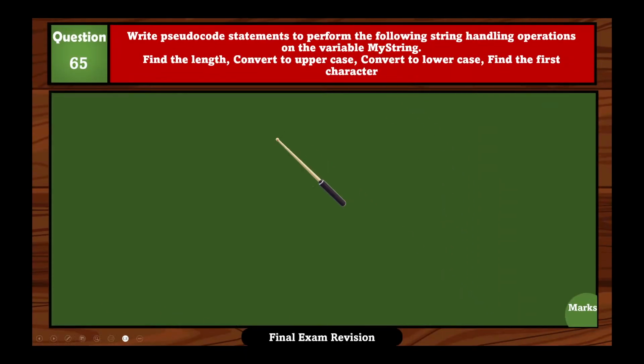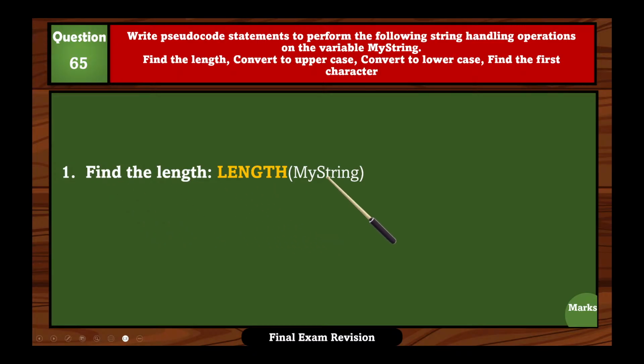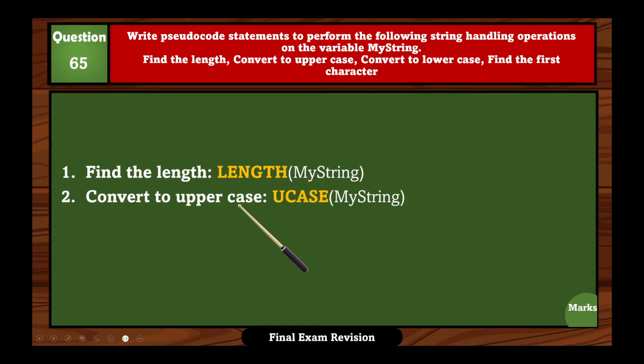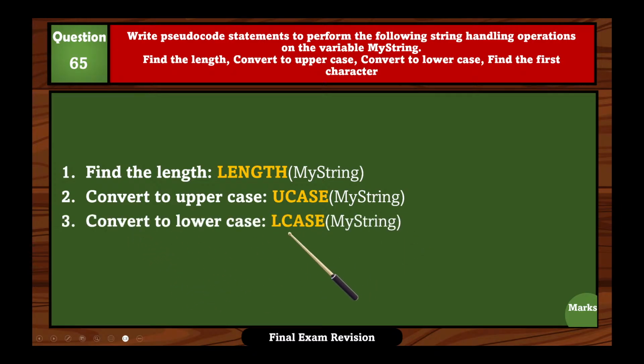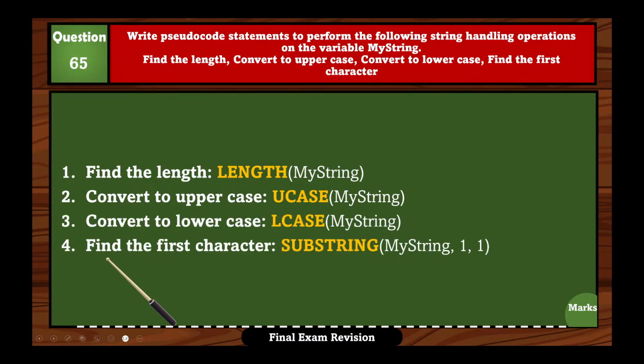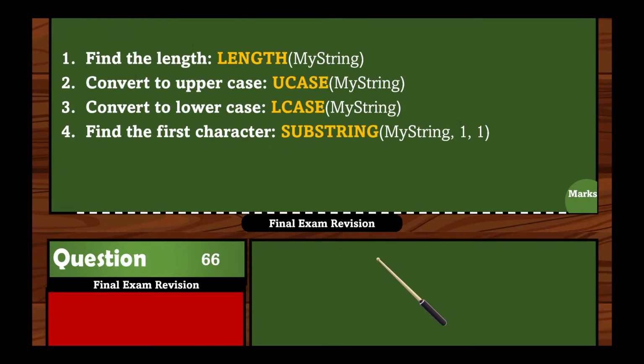Okay. Question number 65. Write pseudocode statements to perform the following string handling operations on the variable myString. Find the length, convert to uppercase, convert to lowercase, find the first character. Okay, so we know this one. For the length, we use the length function. To find the length, we use length and myString. Then for convert to uppercase, we use the uCase function, uCase and myString. Then you have to convert to lowercase. You use the lCase function, lCase and myString. Then if you want to find the first character, you use the substring and you give the range from 1 to 1. Okay, so that gives us the first character of the myString variable.